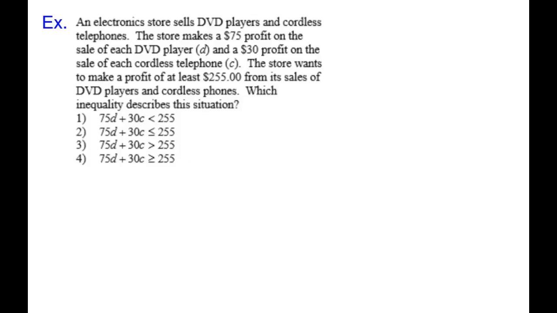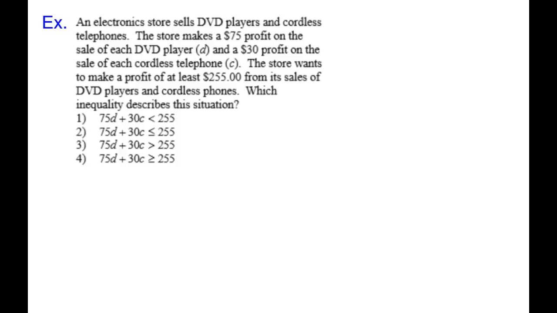So the next example, an electronics store sells DVD players and cordless telephones. The store makes a $75 profit on the sale of each DVD player, represented by lowercase d, and a $30 profit on the sale of each cordless telephone, lowercase c. The store wants to make a profit of at least $255 from its sales of DVD players and cordless phones. Which inequality describes this situation?